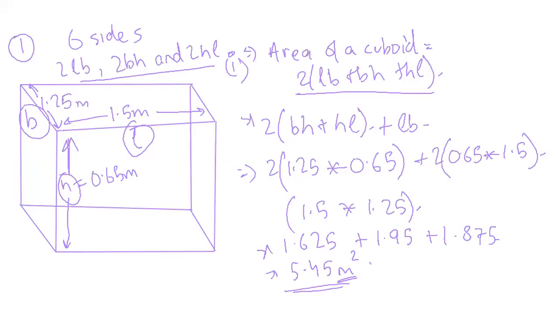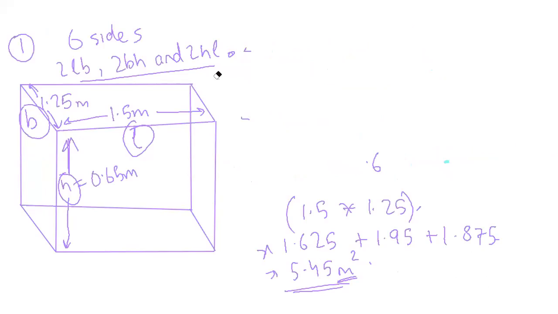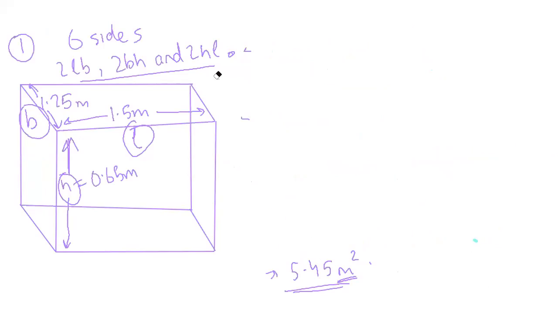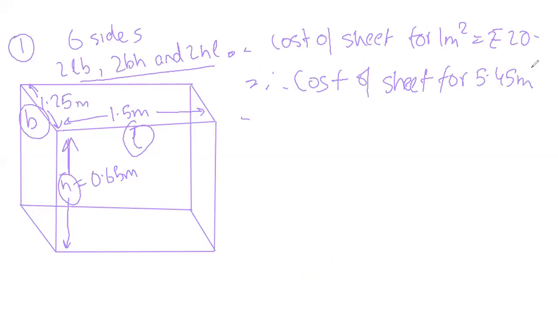So previously we have learned the unitary method. If you have learned the unitary method correctly, by that method we'll be finding the cost of sheet. So cost of sheet for 1 meter square will be equal to rupees 20. Therefore cost of sheet for 5.45 meter square, according to the unitary method, will be equal to 5.45 into 20.